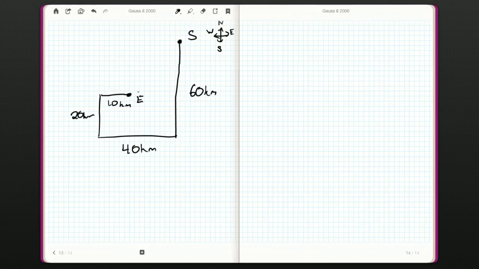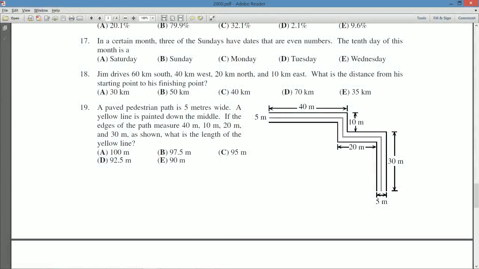Okay. Let's just verify we got all his directions correct. 60 south, 40 west, 20 north, and 10 east. And we want to know the distance from his starting point to his finishing point.